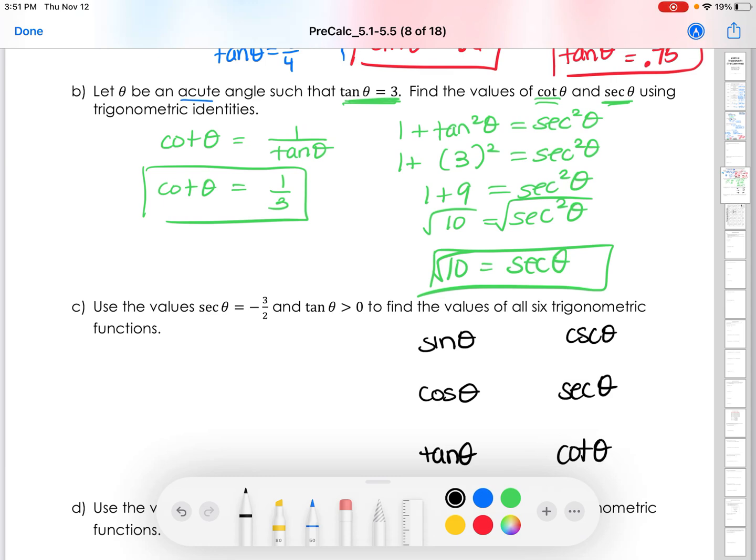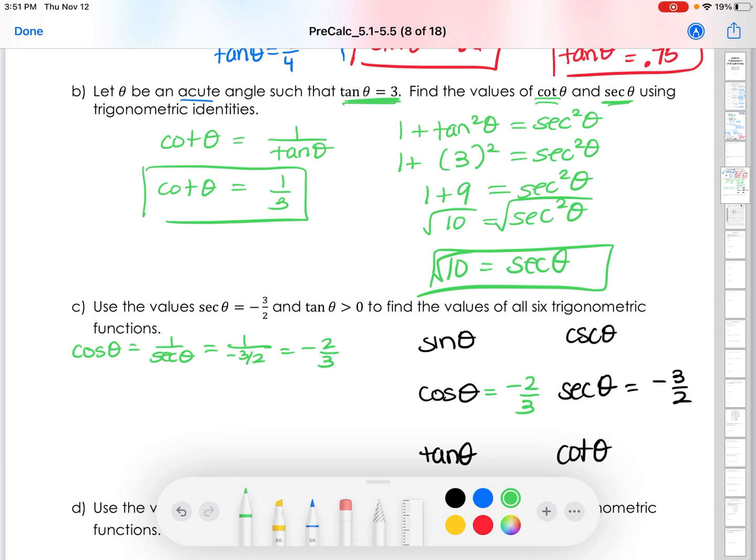All right, so let's fill in what we do know already. We know that secant is -3/2. So without any work, though it is a trig identity, we can really say that cosine is going to be -2/3 because we flip it over. The reason is that cosine is equal to 1/secant, which means it's equal to 1 over -3/2, which is -2/3.